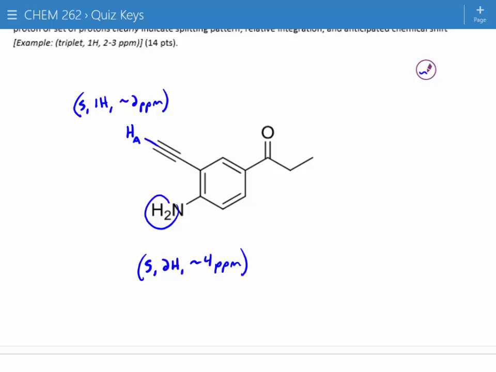All right, now let's look at the next one. So I'll call these HB. This will be HC. What should HC be split as? Singlet. So it should be a singlet. It should integrate as 1 proton. And where do aromatic peaks show up? 6 to 9 ppm.